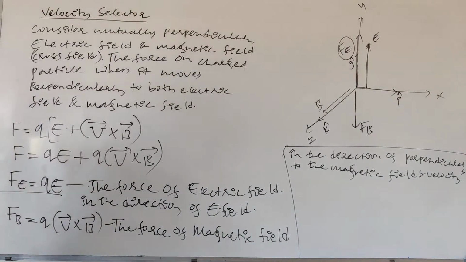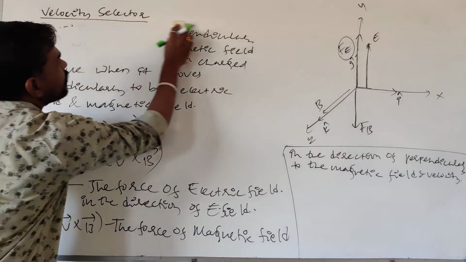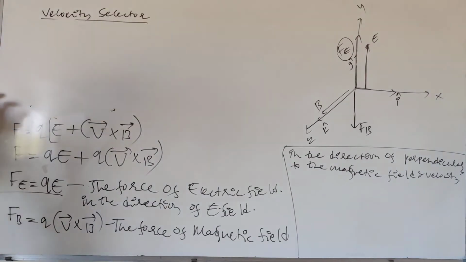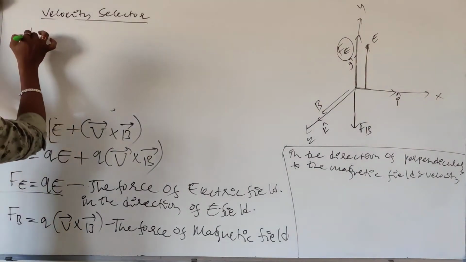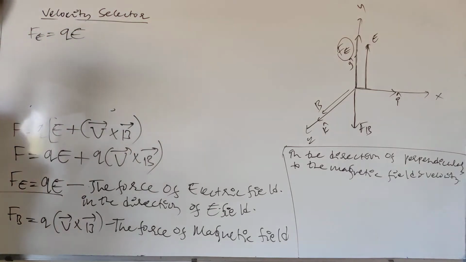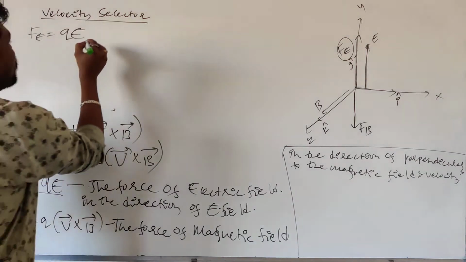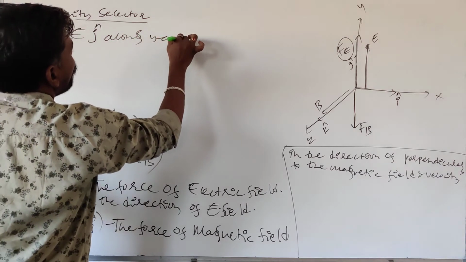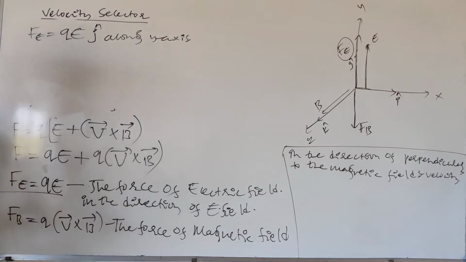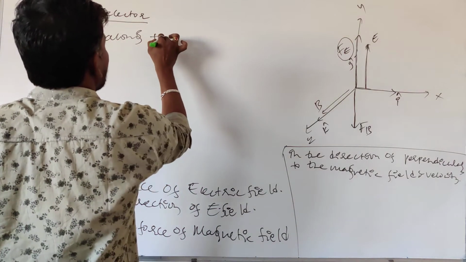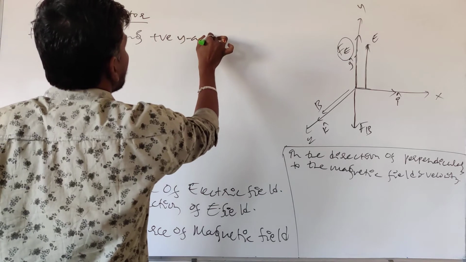So therefore here I am going to write FE is equal to QE j cap along the y-axis. The y-axis is positive, along positive y-axis.